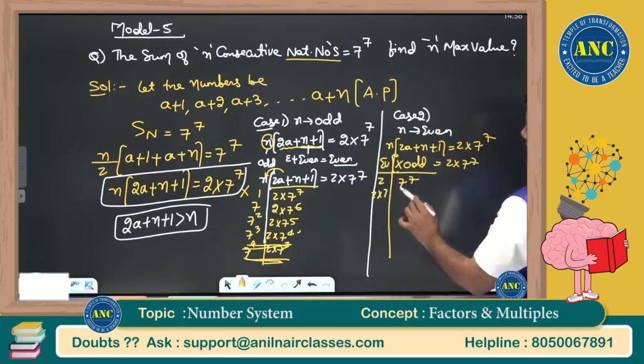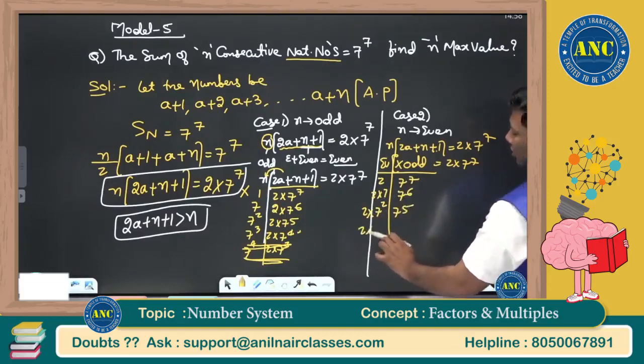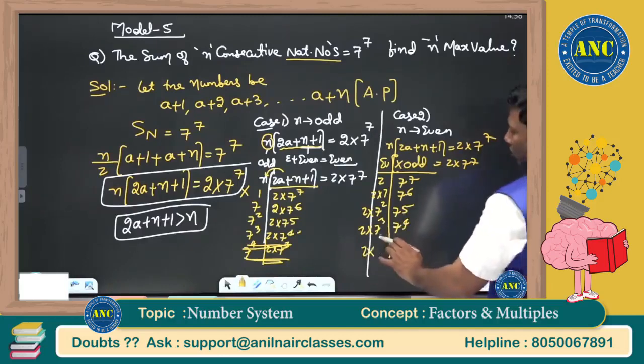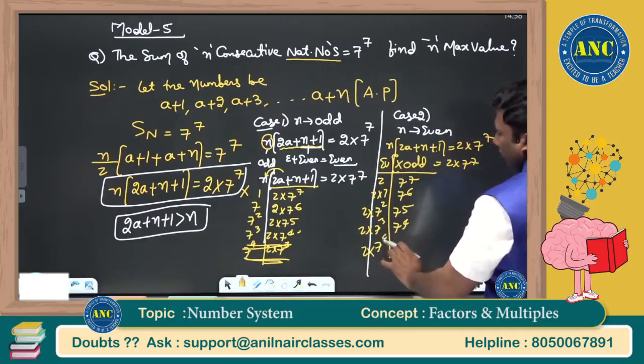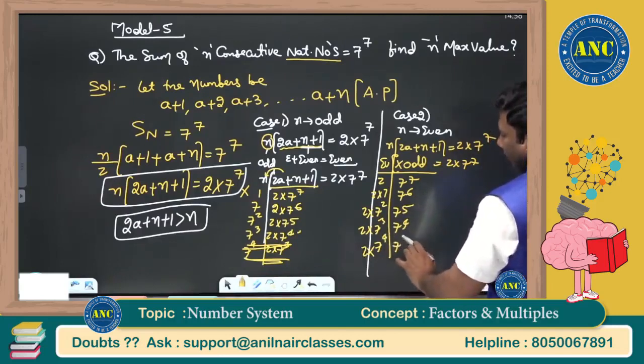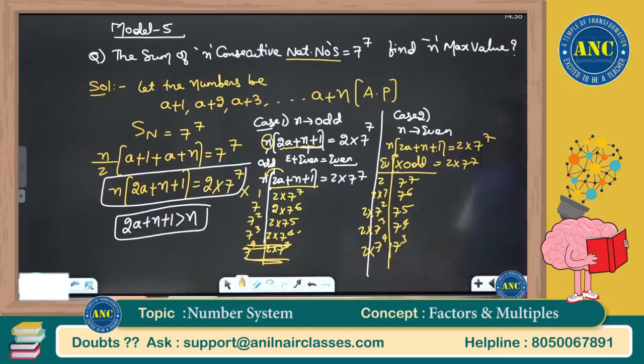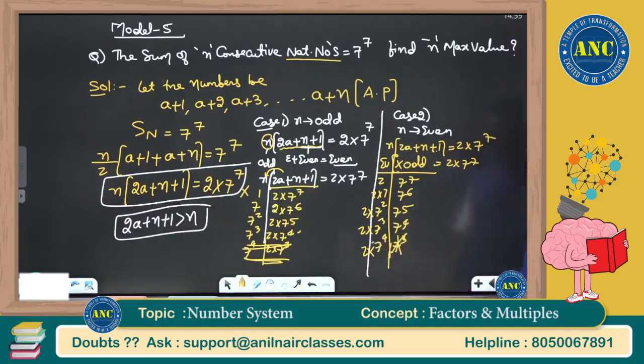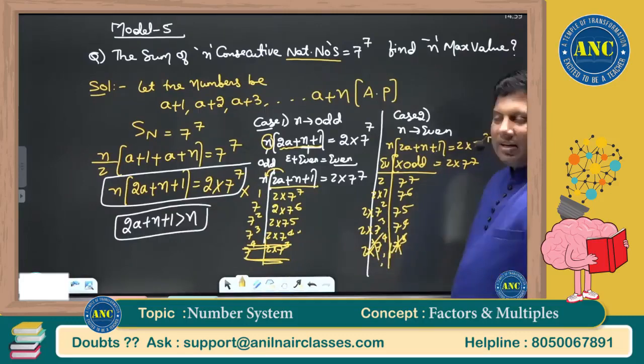If it is 2, 7 power 7. If it is 2 into 7, 7 power 6. 2 into 7 square, 7 power 5. 2 into 7 cube, 7 power 4. Now 2 into 7 power 4, it is 7 cube. Now see here. This 2a plus n plus 1 should be greater than this number.